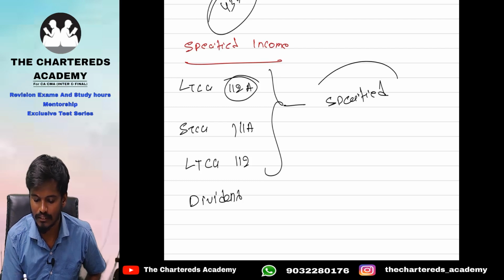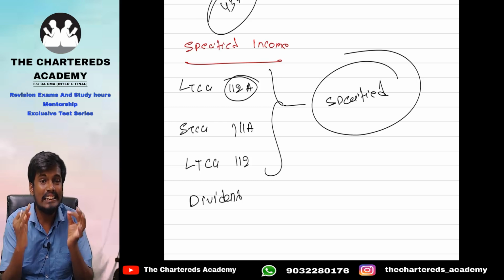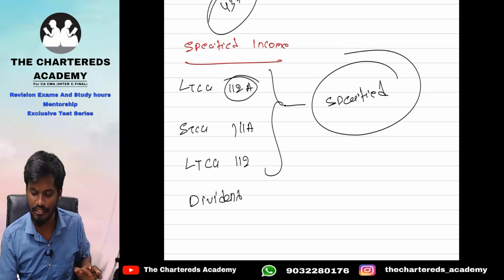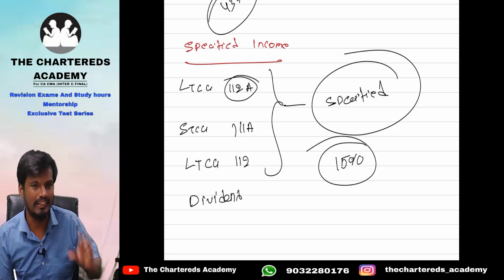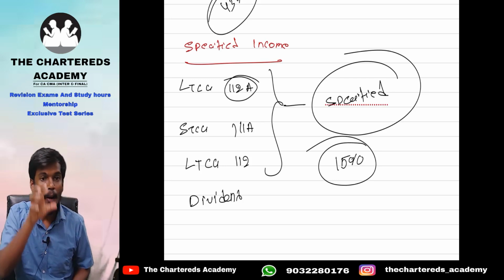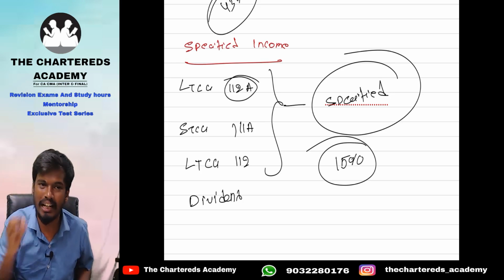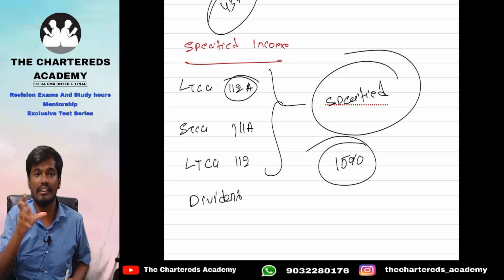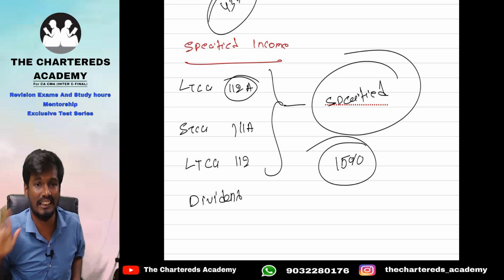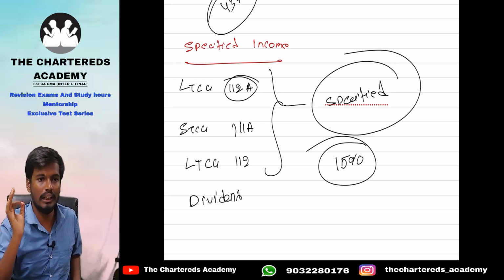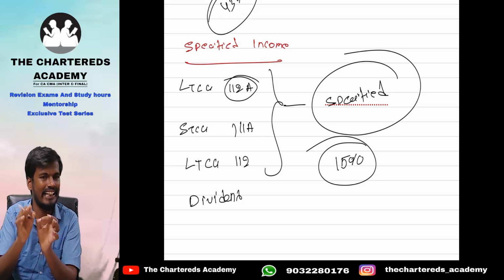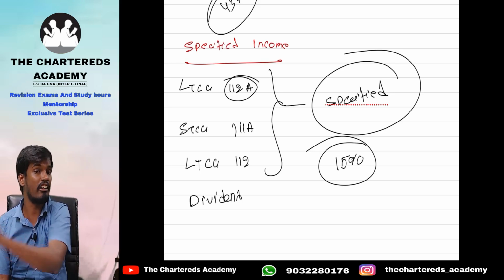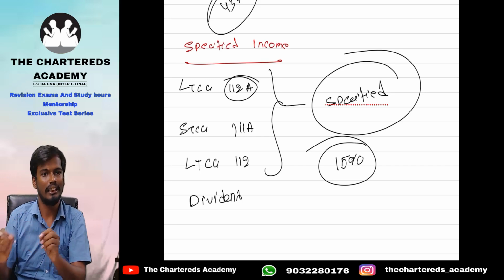What Nirmala Sitharaman Madam clarified is that the maximum surcharge rate applicable on the tax of specified income is 15%, guys. I am again repeating my English sentence. Maximum surcharge rate on the tax of specified income is 15%. I hope you are able to understand the milestone, sir?